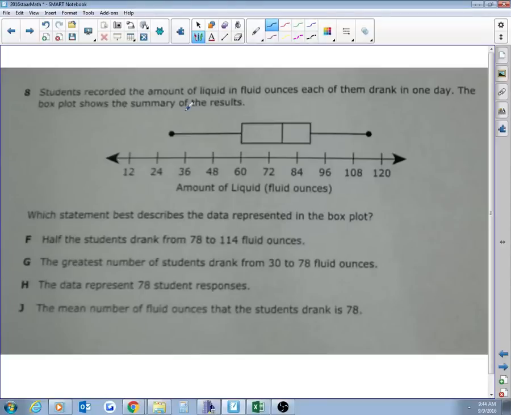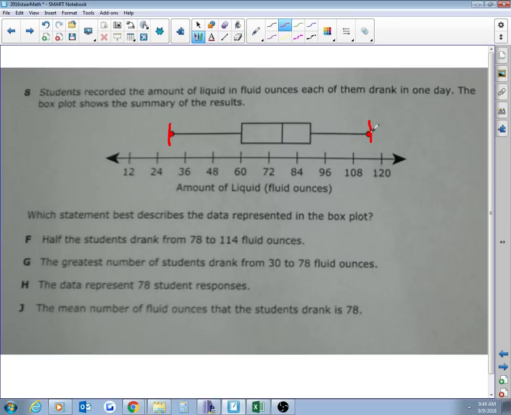Students recorded the amount of liquid in fluid ounces each of them drank in one day. The box plot shows a summary of the results. Okay, so this is how a box plot works. We've got our lowest number over here on this dot. Sometimes it's a line, sometimes it's a dot. We've got our highest number right there.